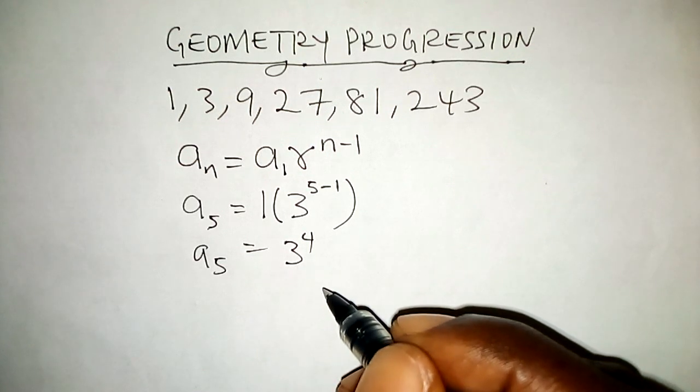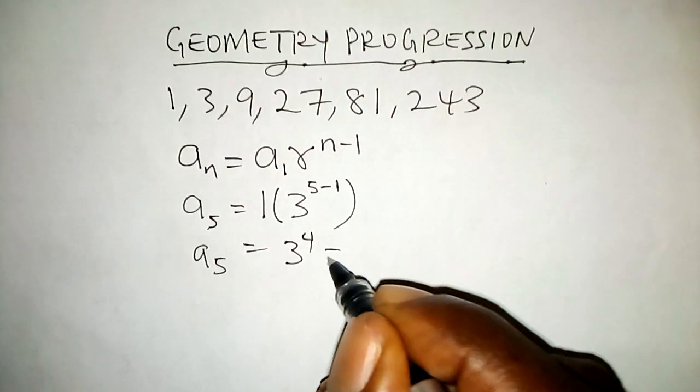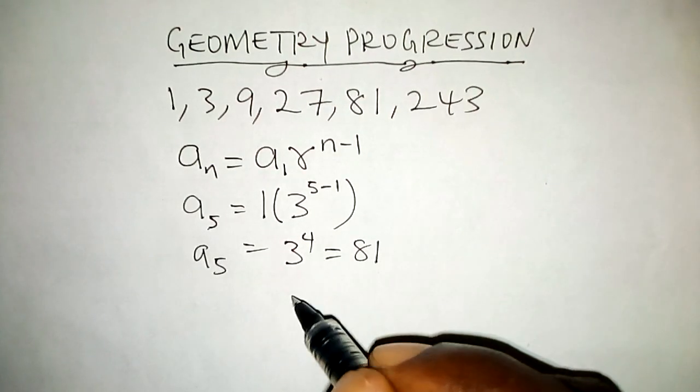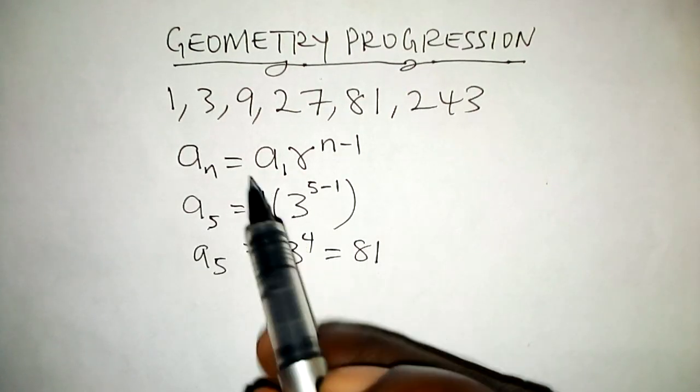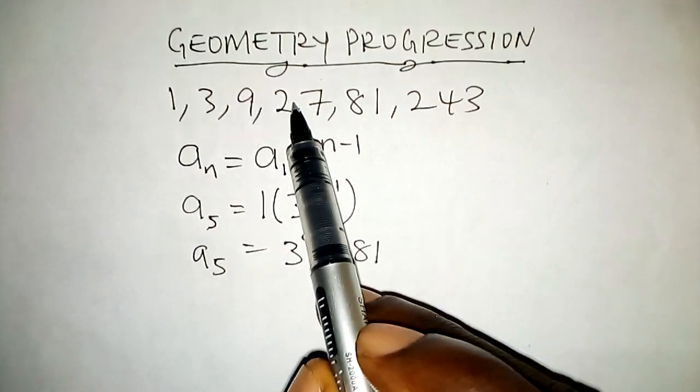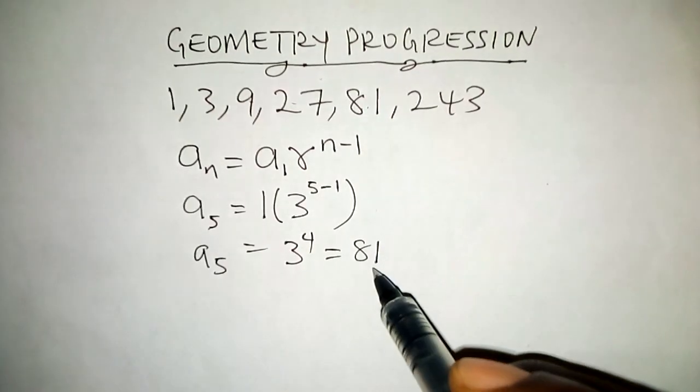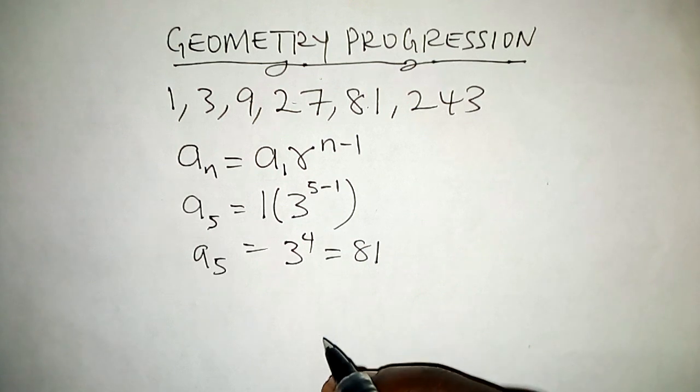Now 3 raised to the power of 4 simply means 3 times 3 times 3 times 3. That will give us 81. So if you look at the sequence now, you agree with me that our fifth term, 1, 2, 3, 4, 5, this is our fifth term, is 81. So this formula proves correct that our fifth term is 81. Thank you very much about that.